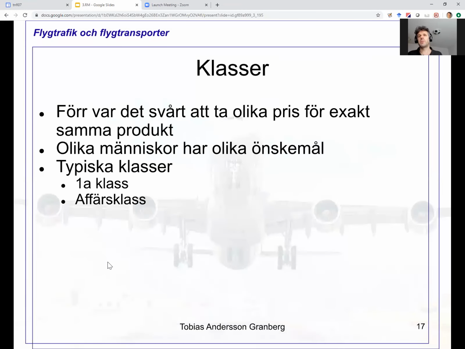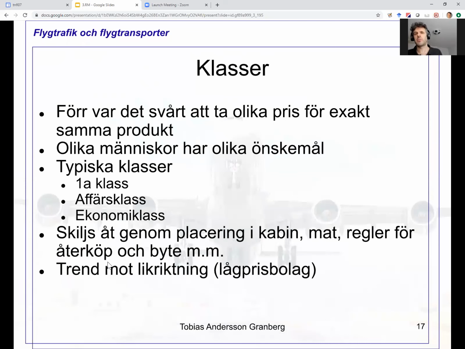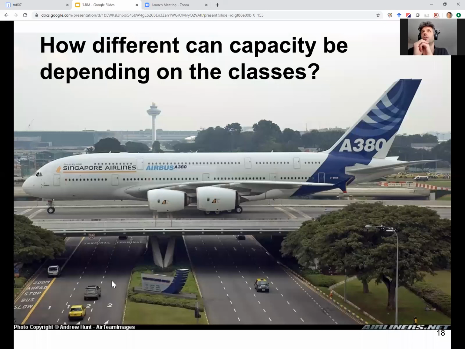Okay, so speaking a bit about the classes, I kept animations from Tobias's slides. I don't know how much they make sense when we do the online teaching. There are quite a few different classes. And Tobias's lectures, which I guess are a bit older, say that for the low costers there is a trend to have the same prices. I guess that has been changing. Even the low costers do price differentiation.